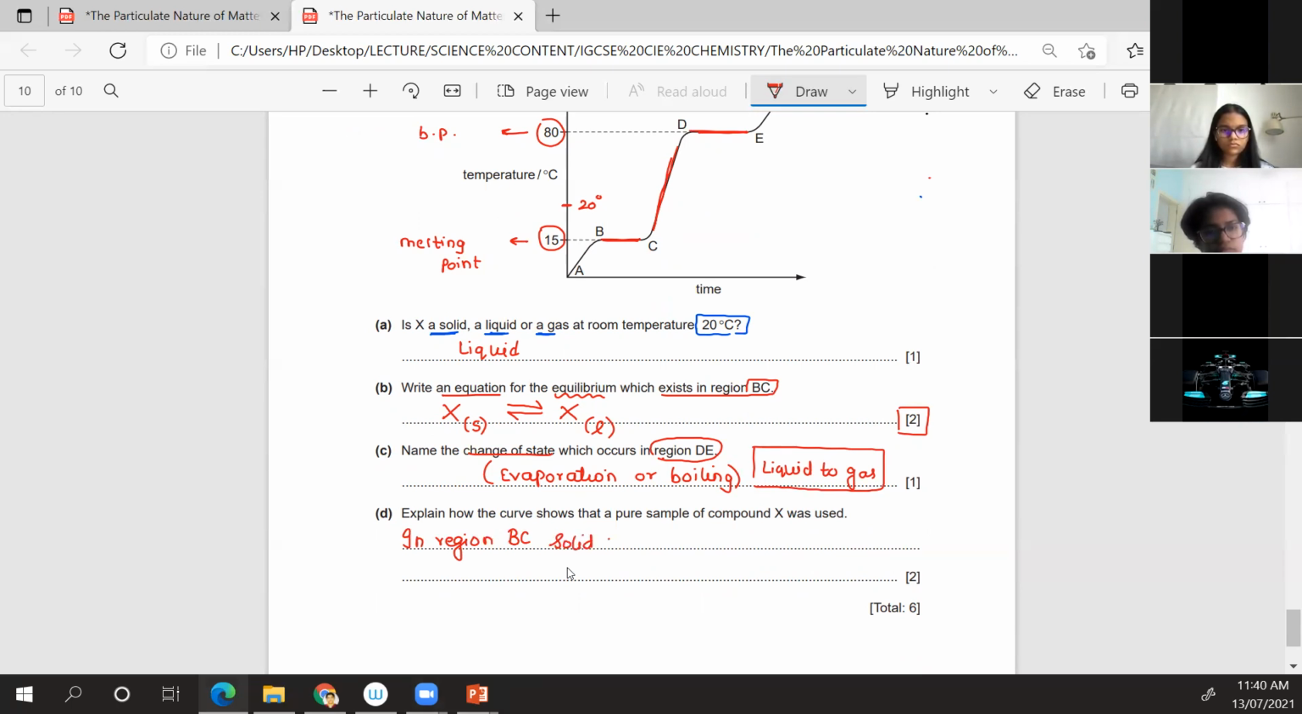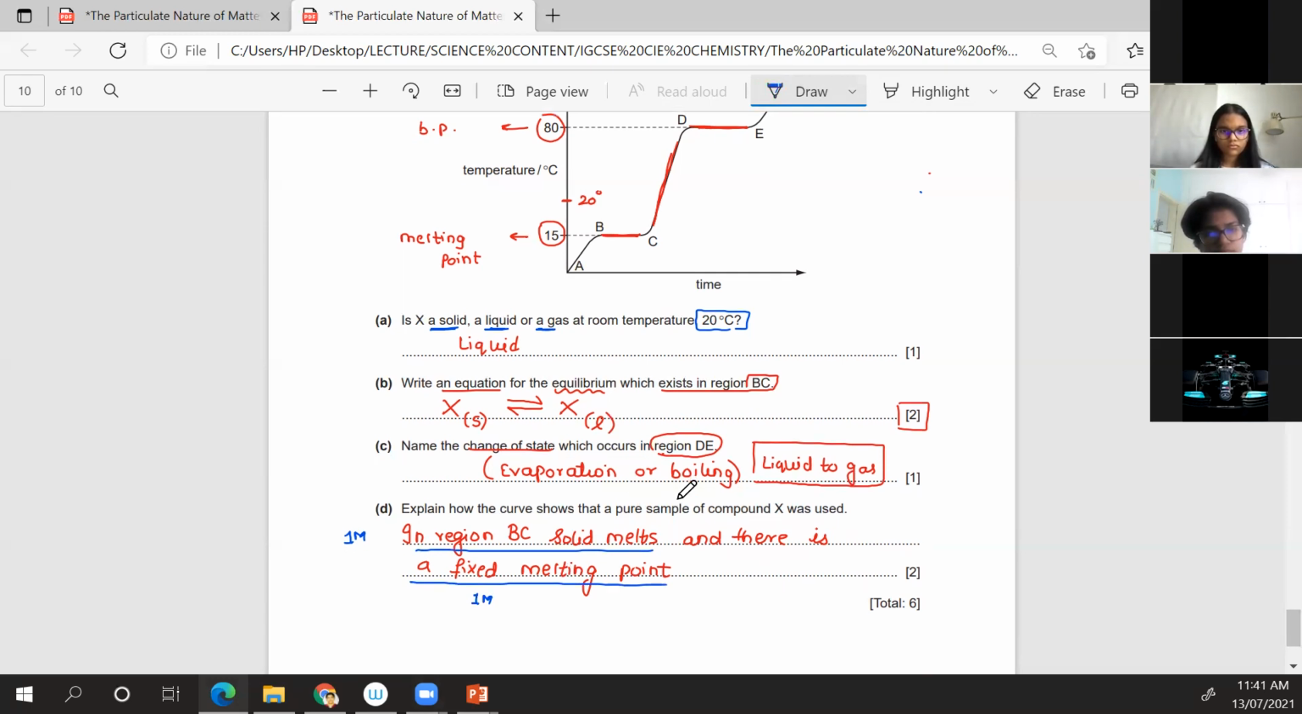The solid melts and there is a fixed melting point. So in region BC, the solid melts. This part holds 1 mark. And there is a fixed melting point. This part holds 1 mark. And that is how you get 2 marks.